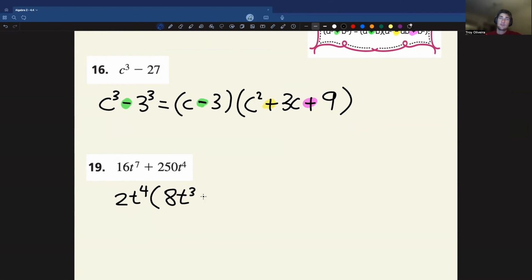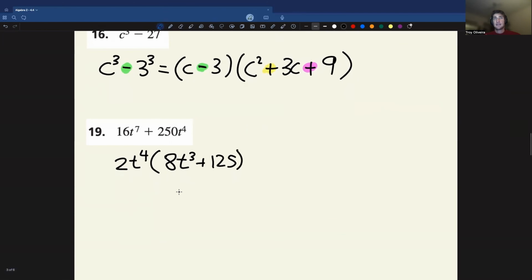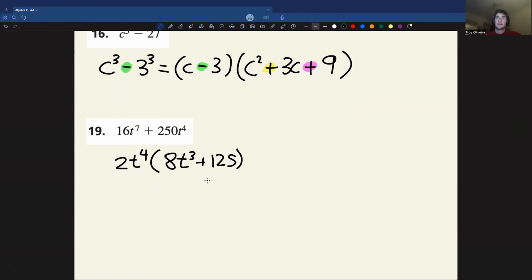8t cubed plus 125. And if you examine the inside of these parentheses here, this is most definitely a sum of cubes because 8t to the 3rd, we can write that as 2t cubed because 2 cubed is 8 and t cubed is t to the 3rd. And then 125 we can write as 5 cubed. And then from there, we're plugging all this stuff into SOAP. Cool.